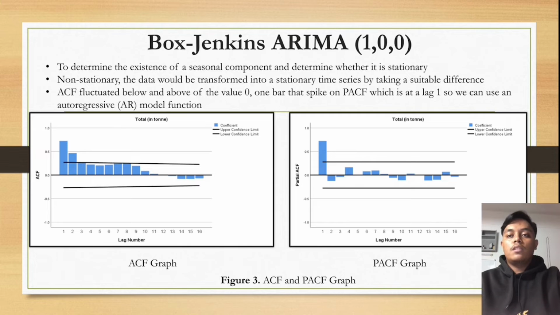From the figure below, the result shows that there is an exponential decay in the ACF and the PACF has a spike. The ACF fluctuated below and above the value 0. There is one bar that spikes on the PACF, which is at lag 1, so we can use an autoregressive AR model function. Because of that, it's safe to say that the process can best be tested with an ARIMA model.